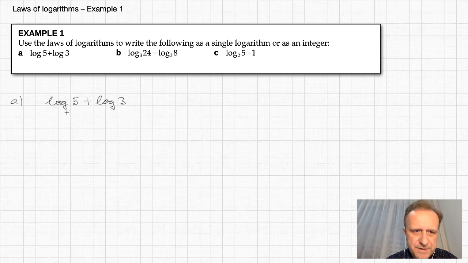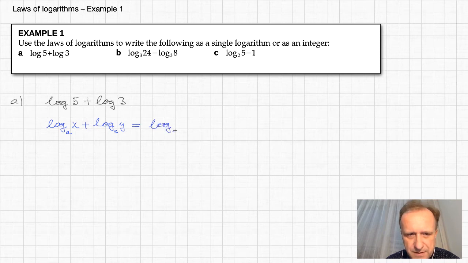Now, since the base here is omitted, we can safely suppose that the base is 10. So these are decimal logarithms. So this is the logarithm in base 10 of 5 plus logarithm in base 10 of 3. Now, since this is the sum of the logarithms, I can use the law that says that the logarithm in base a of x plus the logarithm in base a of y equals the logarithm in base a of x times y, like this.